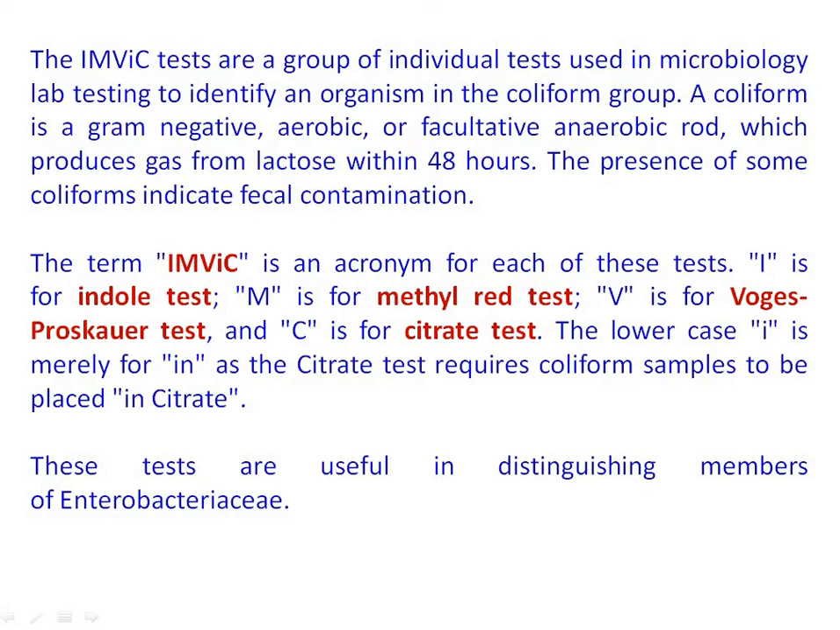I is for Indole test, M is for Methyl Red test, V is for Voges-Proskauer test, and C is for citrate test. The lowercase i is merely for ease of pronunciation, as the citrate test requires coliform samples to be placed in citrate. These tests are useful in distinguishing members of the family Enterobacteriaceae. So this IMViC test is generally used for identification of bacteria.